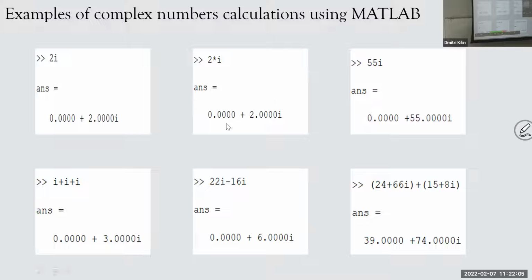Here you just type i plus i plus i, so MATLAB understands that it's just 3i. In the last example, I use parentheses to show you this is the first complex number, and this is the second complex number. So MATLAB is going to add the real parts together and the imaginary parts together.